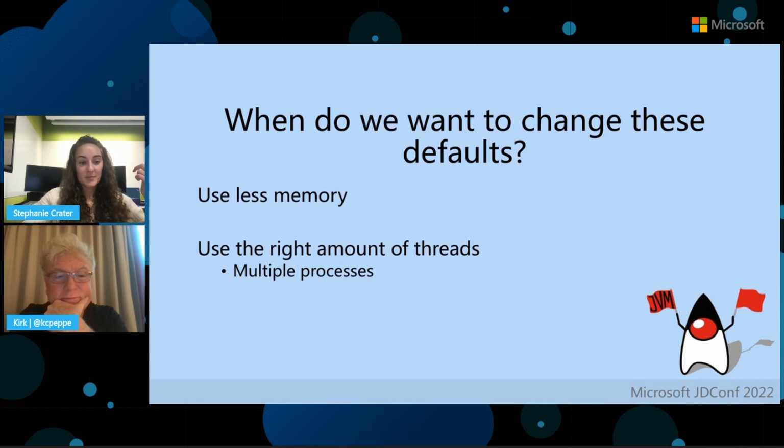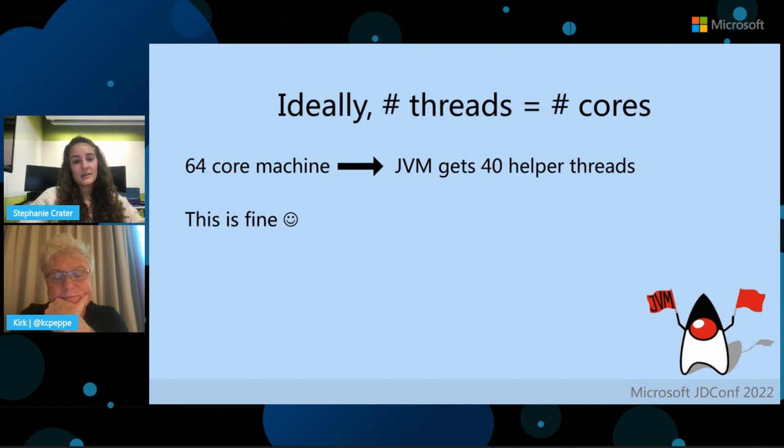So we want to use less memory, and then we also want to use the right number of threads. This is especially true if we have multiple processes running at the same time. So ideally, the number of threads that we have is more or less equal to the number of cores we have. So back to the default settings: if I have a 64 core machine, the JVM will get 40 helper threads, because that is 5/8 of the number of cores, which is fine. 40 helper threads, 64 cores, seems fairly reasonable.